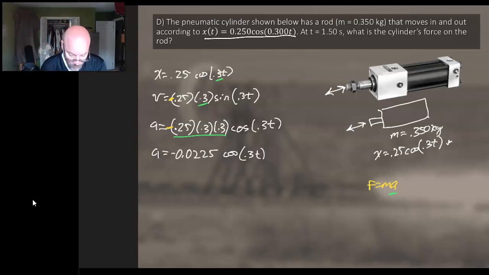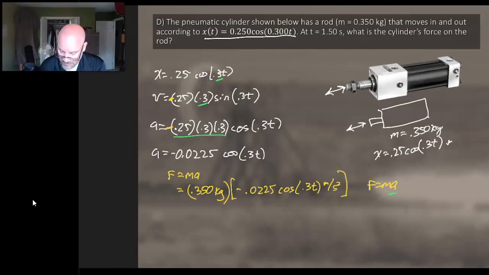To calculate our force, we'll just say that this is ma. My mass is 0.35 kilograms, and my acceleration is negative 0.0225 cosine of 0.3t, in meters per second squared. Let's talk about units. I've got kilograms and meters per second squared, so that's newtons, which is my unit for force. That works out pretty well.